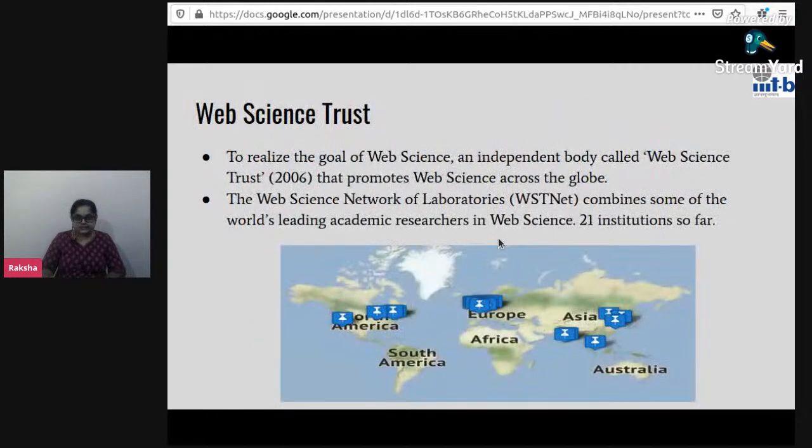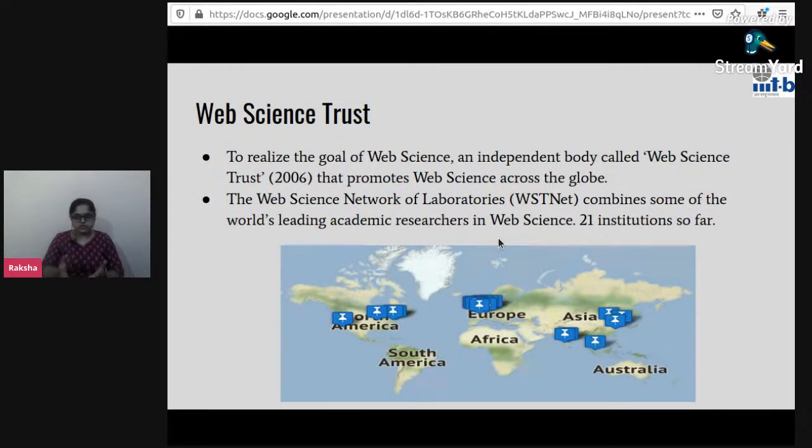So to realize this, again, Tim Berners-Lee and other researchers at the World Wide Web Consortium came up with what is called the Web Science Trust. Again, we will go back to the same decentralized nature of the web, right? There is no one person who controls what should happen on the web. So that's why they started an independent body called the Web Science Trust, again in 2006, and this promotes web science across the globe. And this created a network of laboratories for web science. It's called WST Net, and this combines some of the world's leading academic research institutes today.